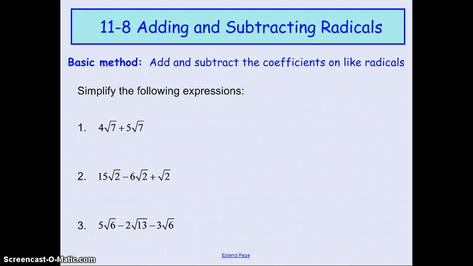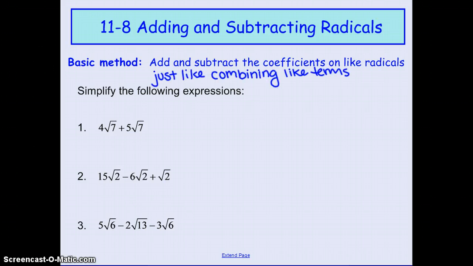Section 11.8 will be our last section about radicals, and in this section we're going to talk about adding and subtracting different expressions that have radicals in them. The basic method that we're going to use for every problem is that we want to add and subtract the coefficients on like radicals. This is a lot like adding and subtracting the coefficients on like terms when we were using variables. So when you're thinking about radicals, you want to be in that same mindset of combining like terms. That's going to serve you very well.